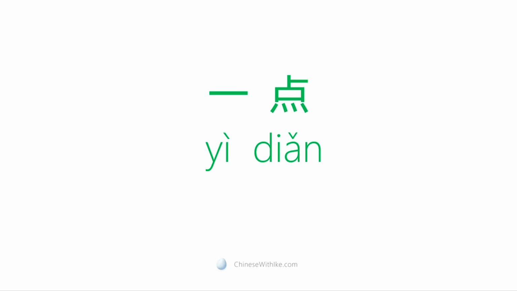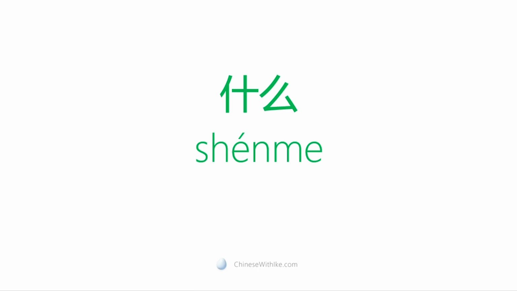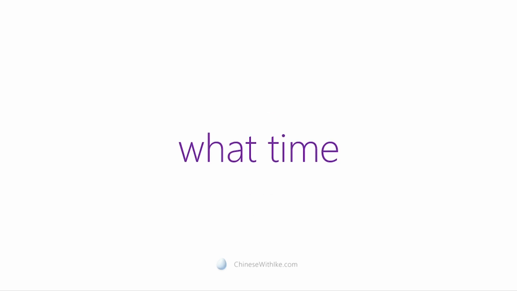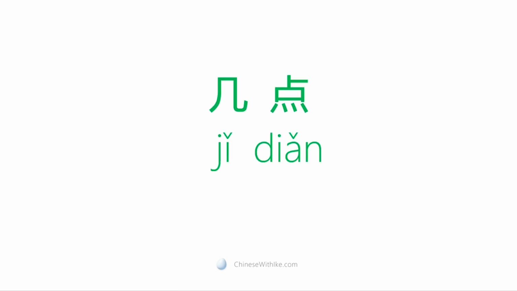So we say 1. Do you remember how to say what? 什么. But when you ask for numbers, you need to use 几. It's very simple. Let's see some examples. How to say what time? Because time is in numbers. So in Chinese it's 几点.